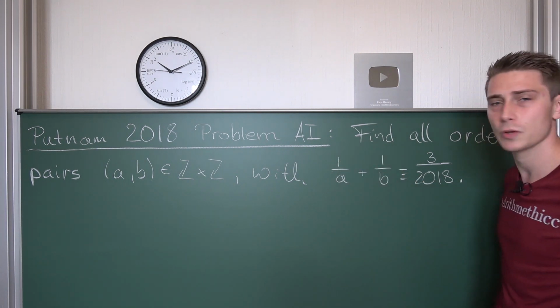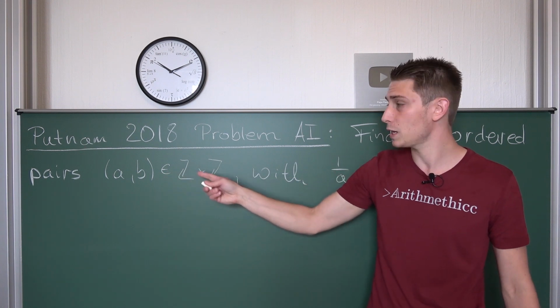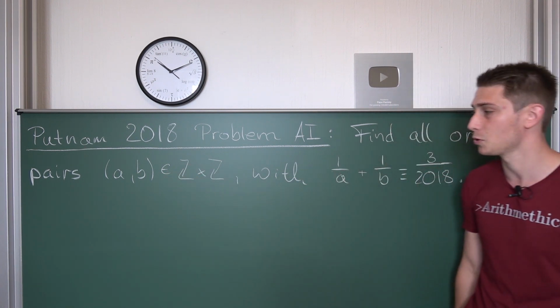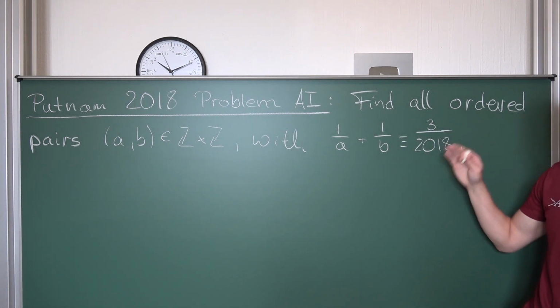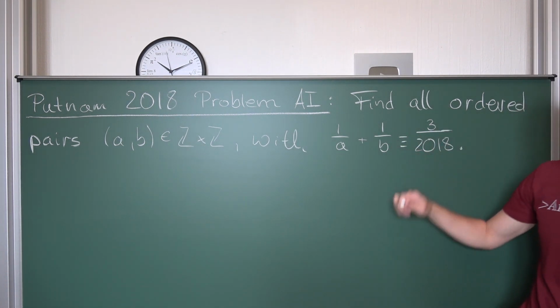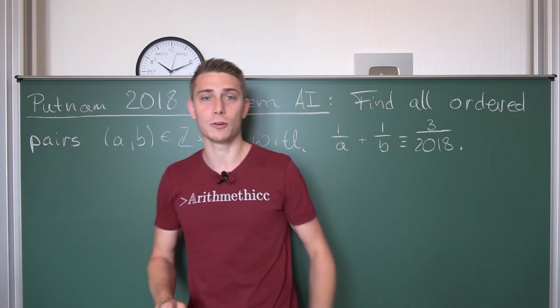We'll be talking Putnam 2018 problem A1 today. Find all the ordered pairs (a, b) where a and b are elements of the positive and negative integers with 1/a + 1/b being equal to 3/2018. And this is not congruent, this is identically equal, for all of those who don't know yet. And we're going to dive right in.